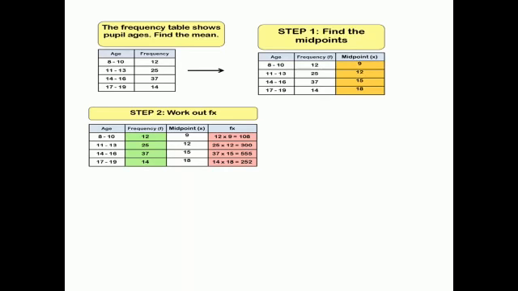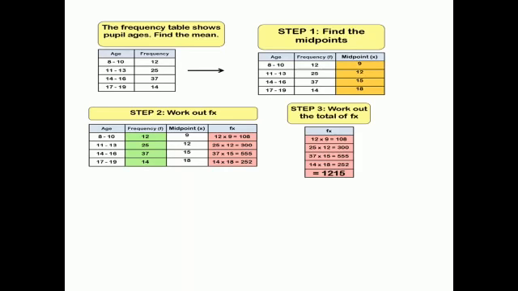Next, you have to find the total of fx. You have got 108, 300, 555, 252. You add all the numbers and you will get 1215.